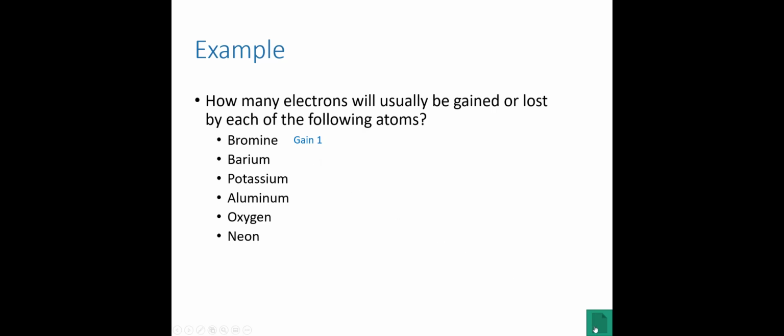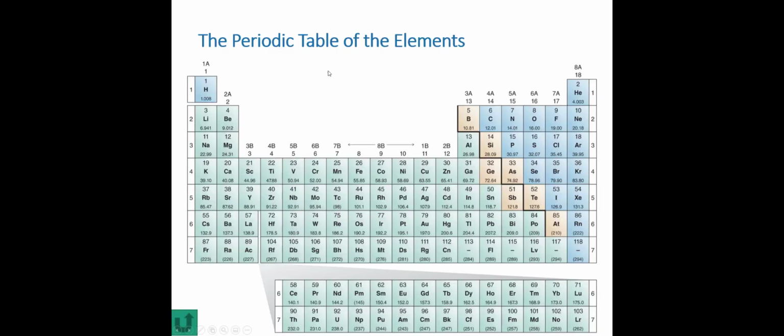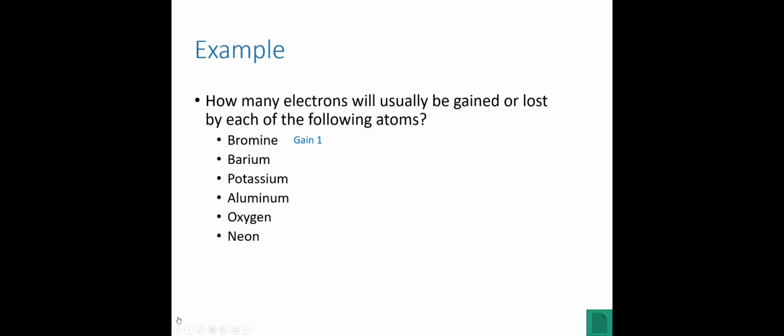Barium. Barium is right here, element number 56 on the periodic table. It's in group 2A, and it is a metal. Now, metals lose their valence electrons, we saw. So barium has 2 valence electrons, so what's it going to want to do? It's going to want to lose 2. So gain goes with the nonmetals, and lose goes with the metals.